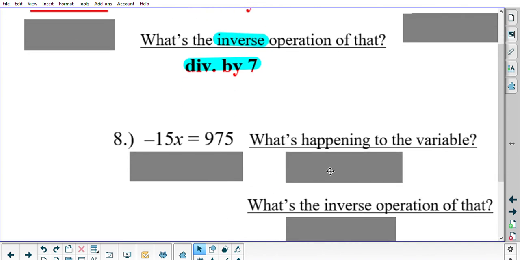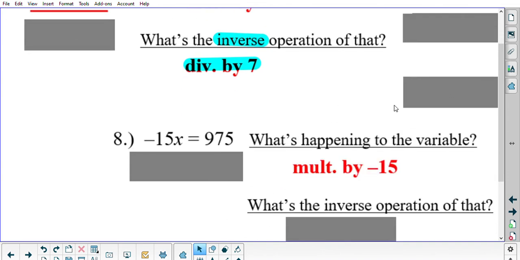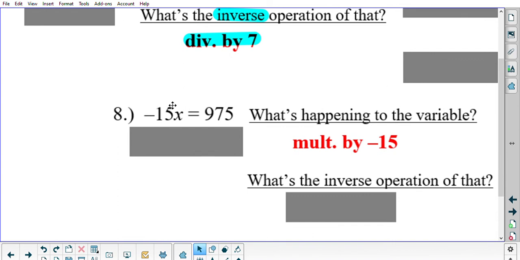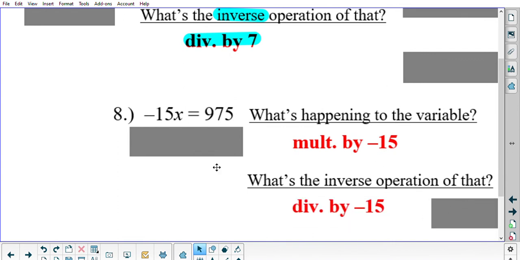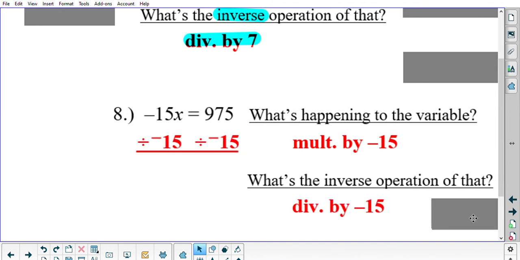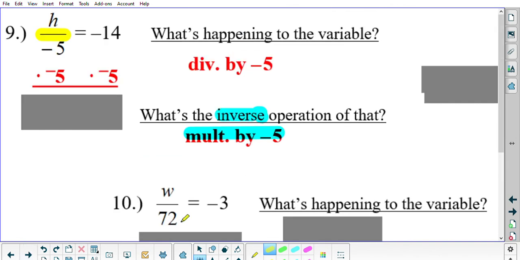Problem number 8, what was happening to the variable was being multiplied by negative 15 because the negative 15 was right next to the variable with nothing in between. The inverse is to divide by negative 15. Now, please pay attention to details. You need to have the negative sign at both places underneath where you divided by the negative 15. Is there any subtraction to make adding the opposite on number 8? No, there was no subtraction. Problem number 9 was already done.